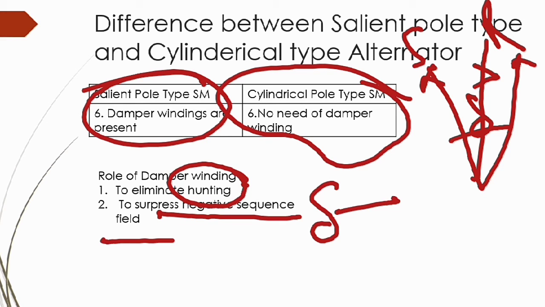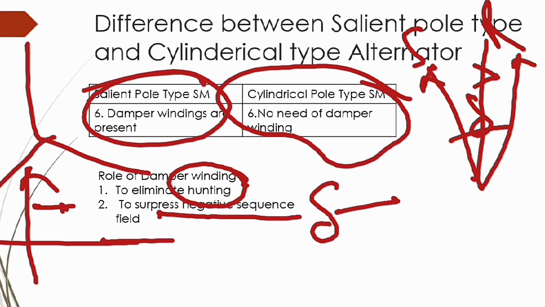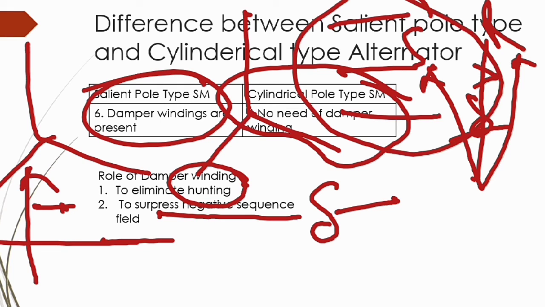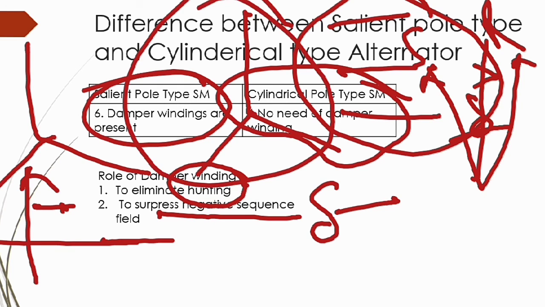Whenever a fault occurs, when we calculate the fault, we break the current into three parts. First is the positive sequence, RYB. Second is the negative sequence. Third is the zero sequence. In zero sequence there is no rotating magnetic field. In negative sequence there is a negative rotating magnetic field. In positive sequence there is a positive rotating magnetic field.